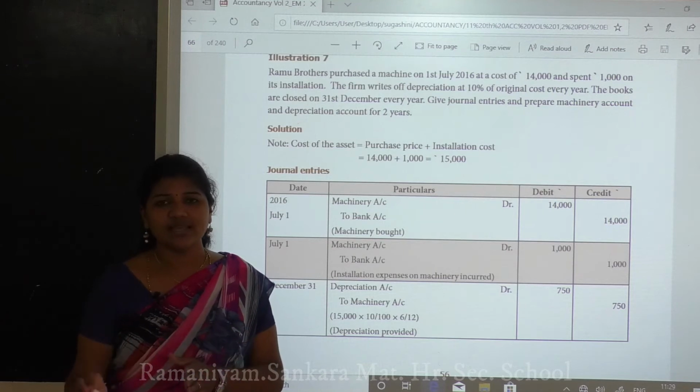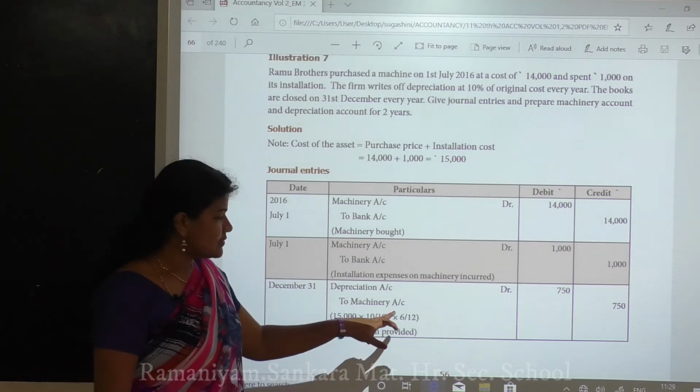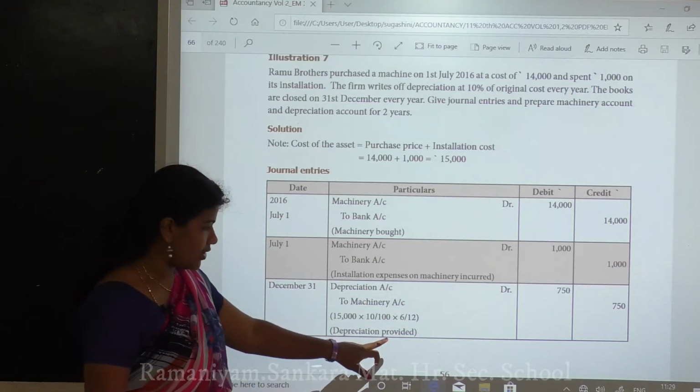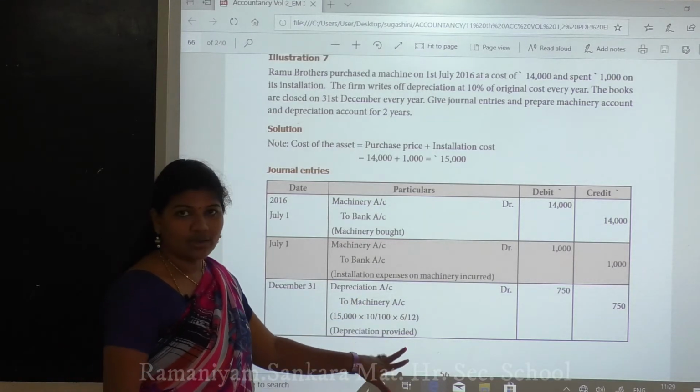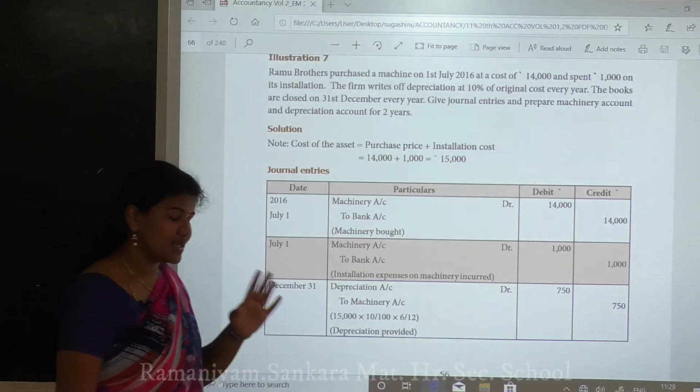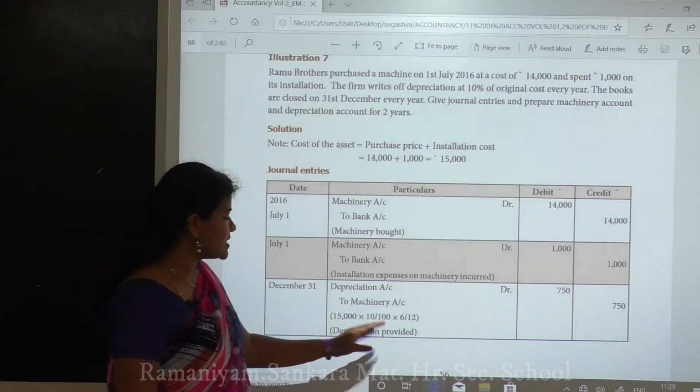How many months in a year? 12 months. So 6 divided by 12 you have to calculate. So totally 15,000 into 10 divided by 100 into 6 divided by 12. That is how you have to calculate. The answer is 750 only. So that is the depreciation provided.